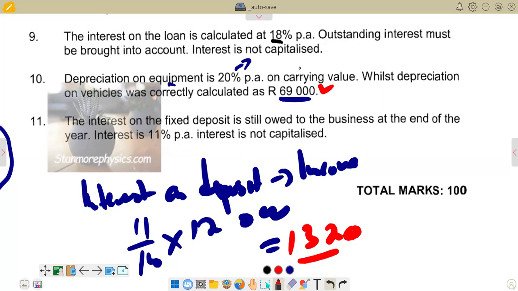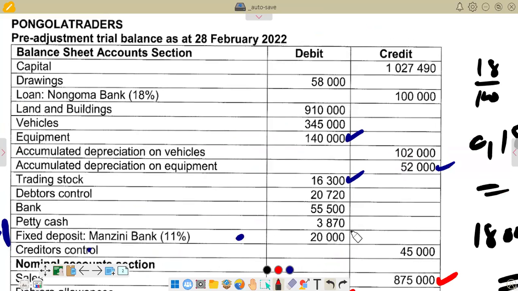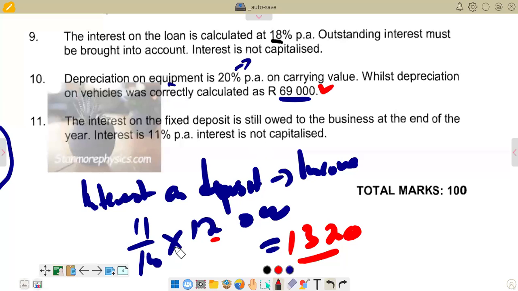Right, this is the figure that we are getting there. Let's try to verify if it's a correct figure. Yes, the figure for fixed deposit that you are using here, 12,000, is not the correct figure. If you come back here and see what we have on fixed deposit, we've got 20,000. So we are going to replace that 12,000 with 20,000. So 11%, which is 0.11, we multiply by 20,000 here.